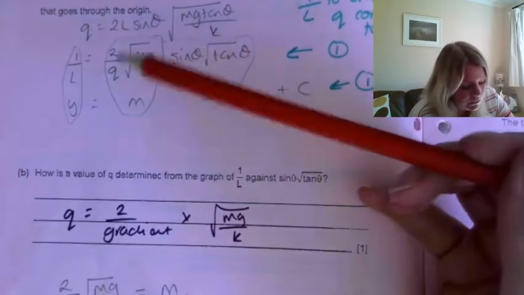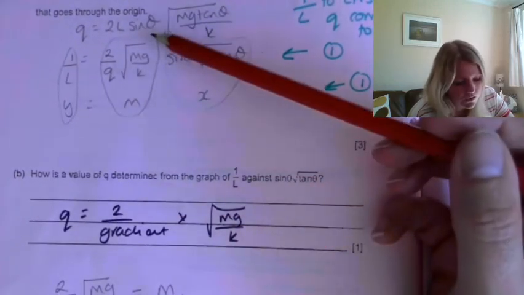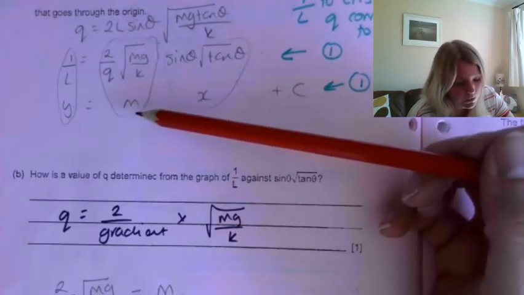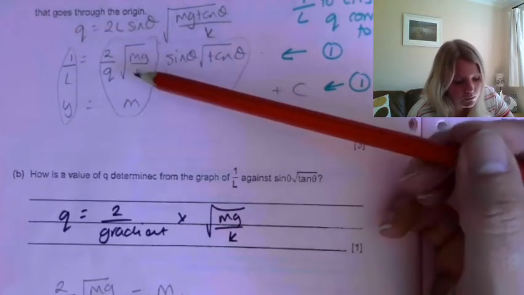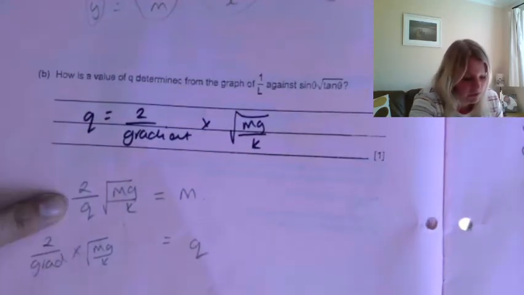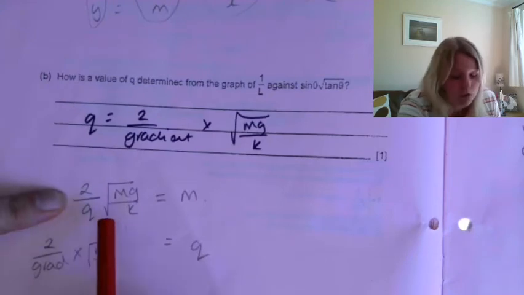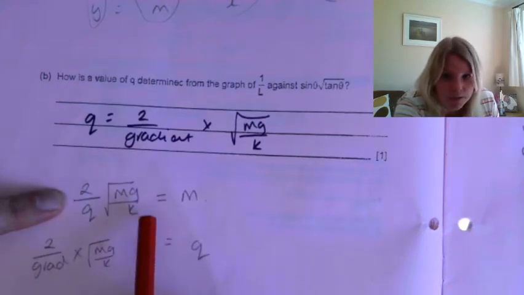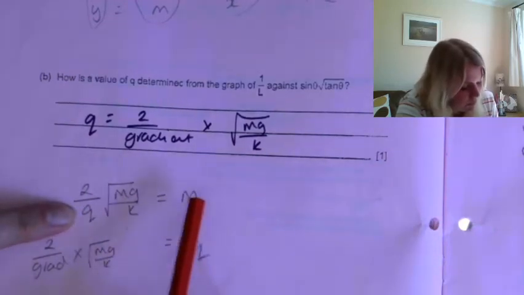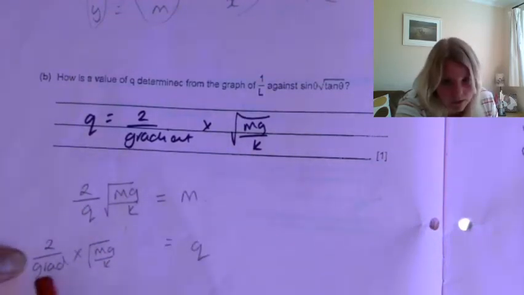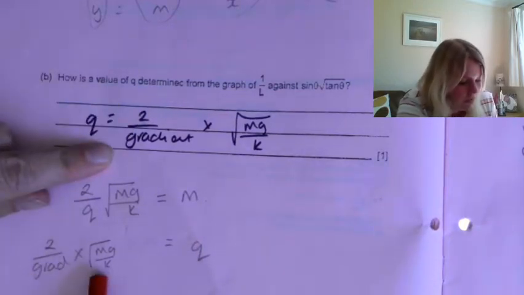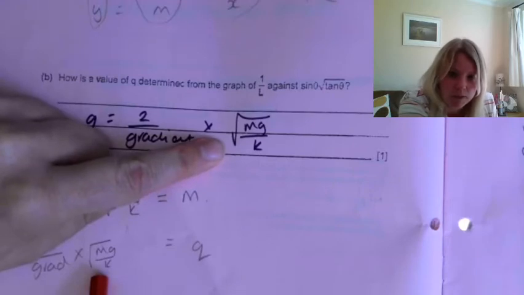So if we look here, and I think I've written this out underneath, whenever we mapped to y equals mx plus c, we know the gradient is equal to 2 over q multiplied by root mg over k. So this is me working out here. So the gradient is 2 over q root mg over k. So all you need to do is rearrange and make q the subject. I've multiplied up by q and divided by m, or the gradient, which takes me from this line to this line. So q is 2 divided by the gradient, and that's all getting multiplied by mg over k. Okay?